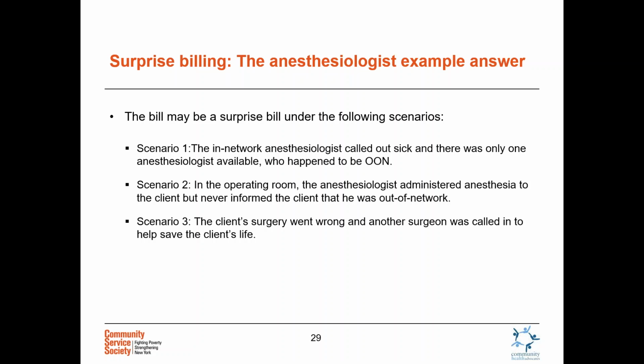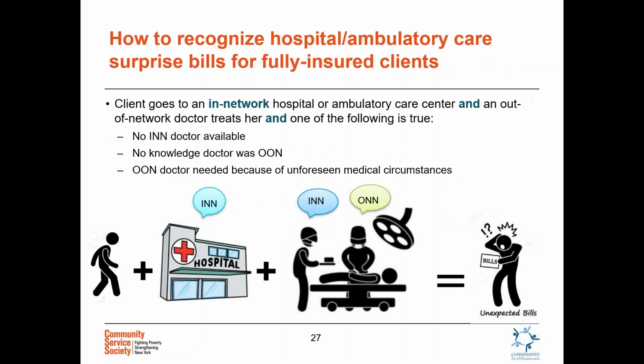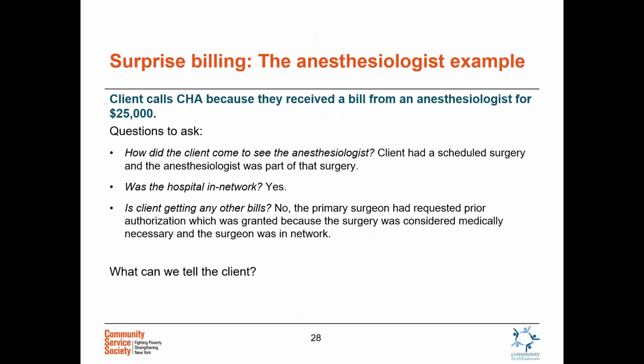The client was conscious and was aware that this person was treating them, but they didn't know that the anesthesiologist was out of network. The third scenario, the client's surgery went wrong and another anesthesiologist was called in to help save the client's life. So in this situation, this would be an out-of-network doctor that was needed because of unforeseen medical circumstances.